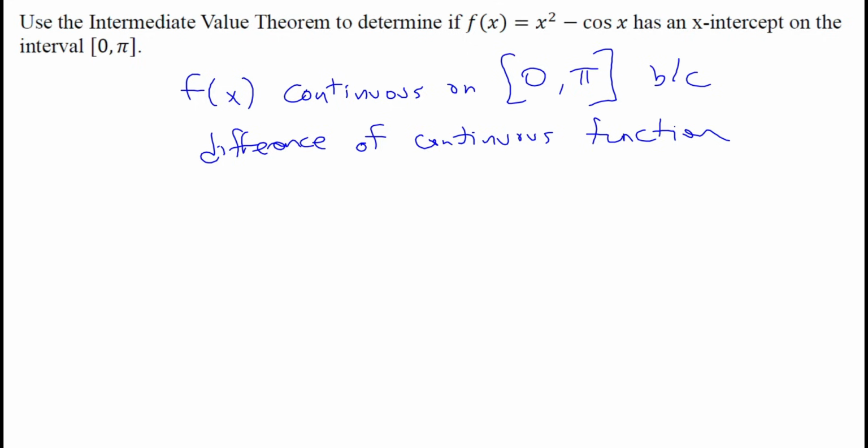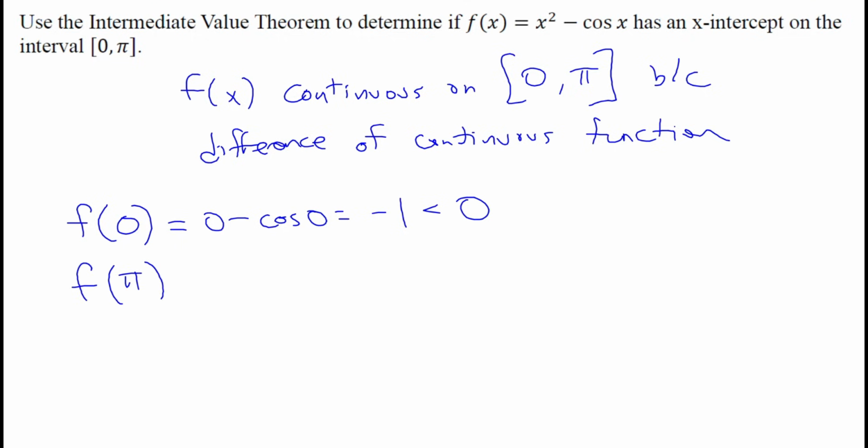So then we want to show that f of 0 is either positive or negative, and f of pi is the opposite. So f of 0 is 0 minus the cosine of 0, which would be -1. That's clearly negative. And f of pi is pi squared minus the cosine of pi. Now, it doesn't really matter exactly what the cosine of pi is, even though we should know, right, that the cosine of pi is -1. So that becomes pi squared plus 1, which is greater than 0.